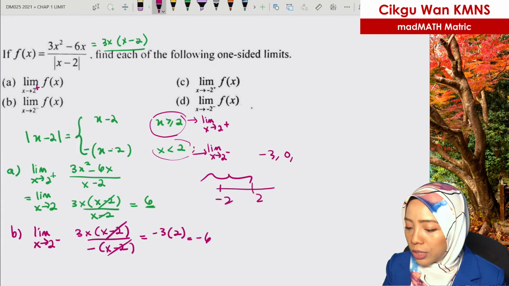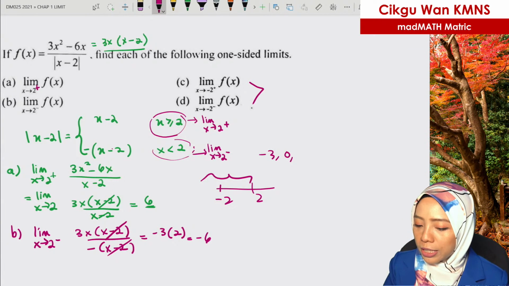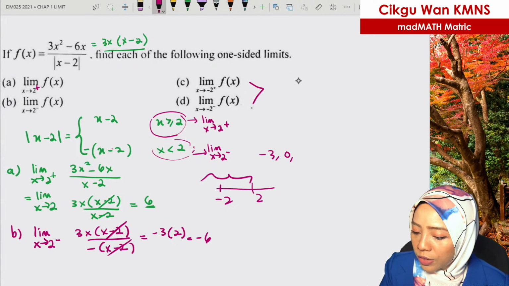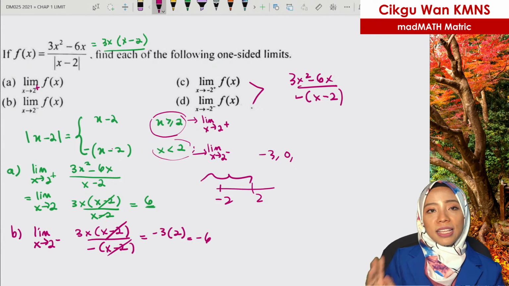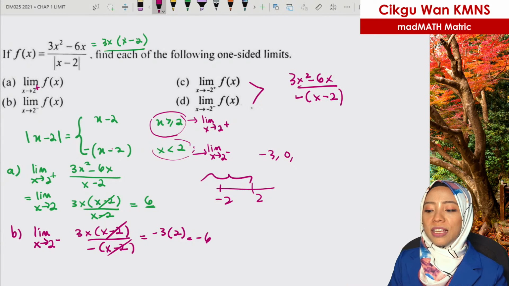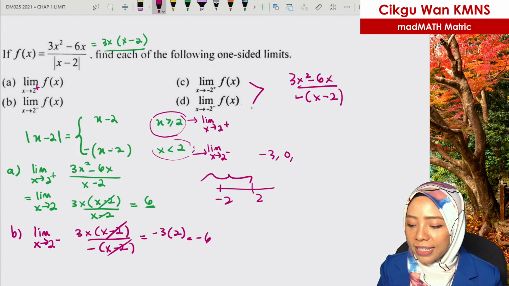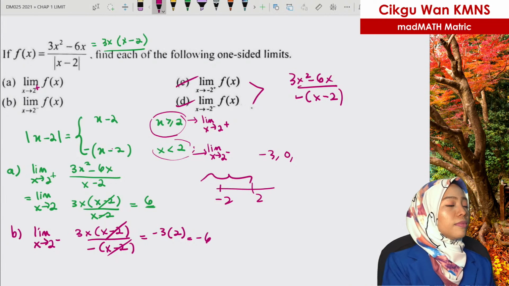Okay. So this function yang dua-dua ni, dua-dua kena ambil function yang 3x square minus 6x over negative x minus 2. I think I leave it to you to solve this. Dia akan berikan jawapan yang sama lah. Okay, C and D ni, boleh tak?